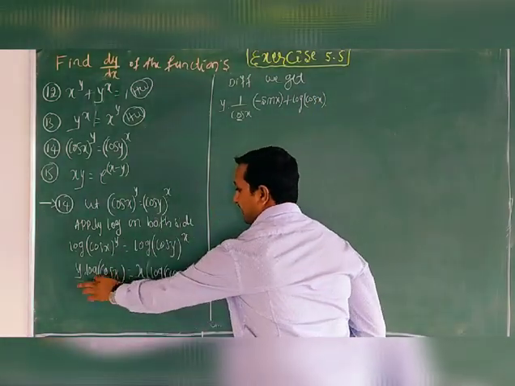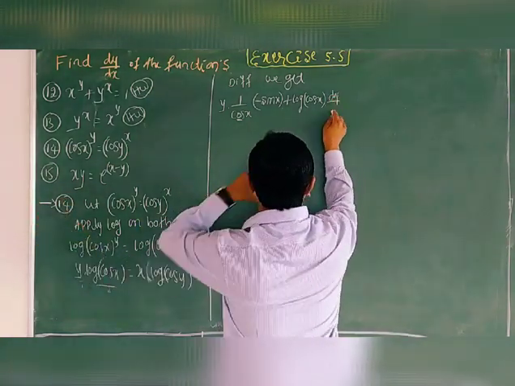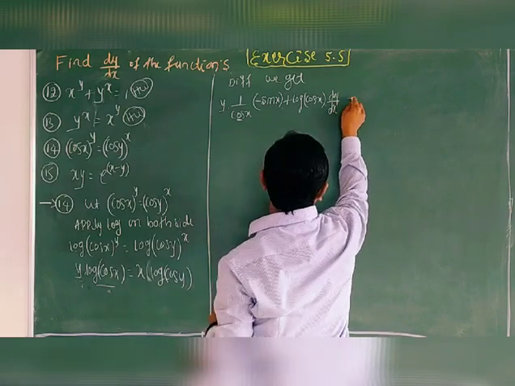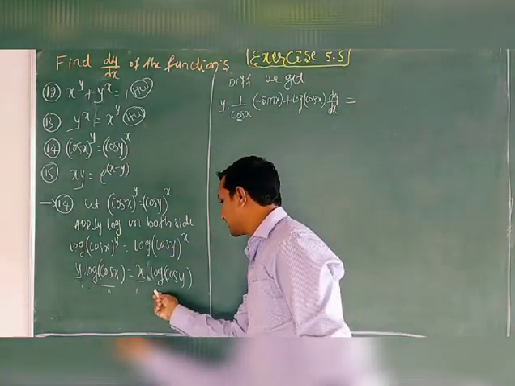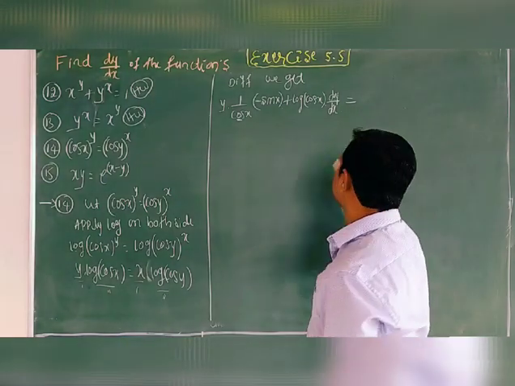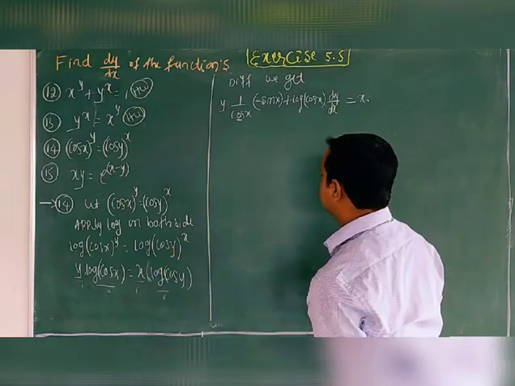Then the derivative of y is dy by dx. The left hand side is this. And on the right hand side, this is the first function and this is the second function. So keep the first function as it is, then what is the derivative of log of cos y?